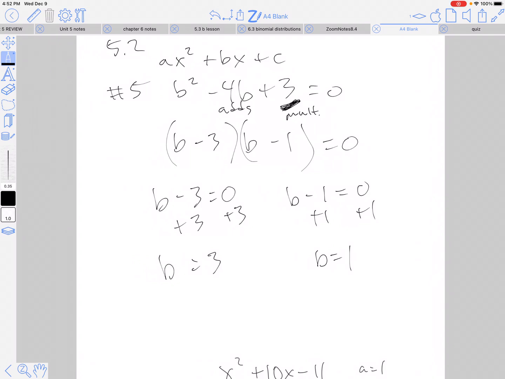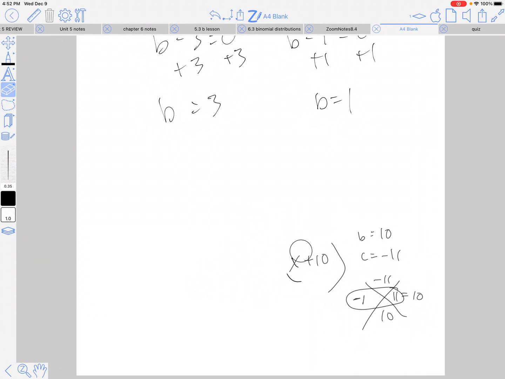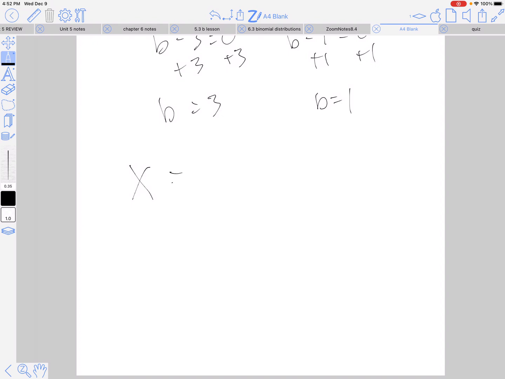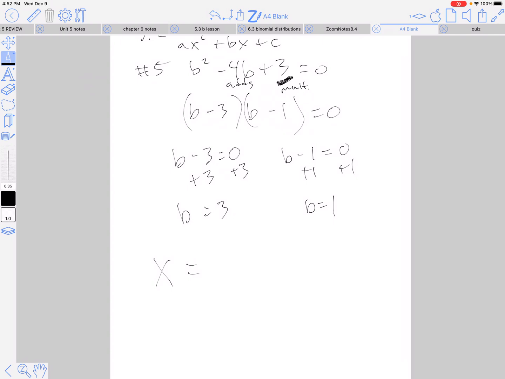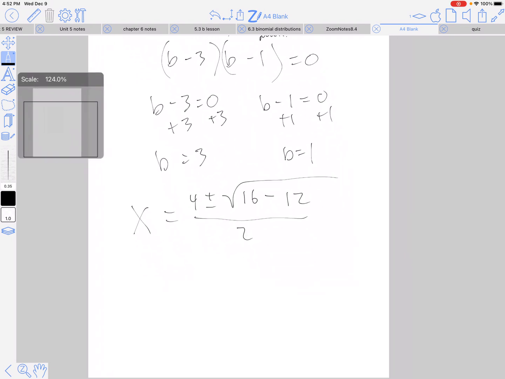Now, let me show you real quick. If you prefer to do the quadratic formula, and some of them you do have to do the quadratic formula, just let me remind you, x is equal to negative b. Because our b was negative 4, a negative b would give us positive 4, plus or minus the square root of b squared, so negative 4 squared is 16, minus 4 times a, 4 times 1 is 1, and then 4 times 3 is 12, all over 2a, our a is 1.